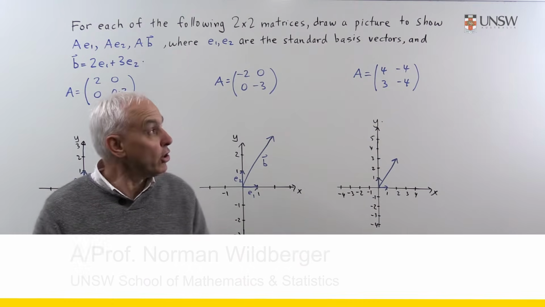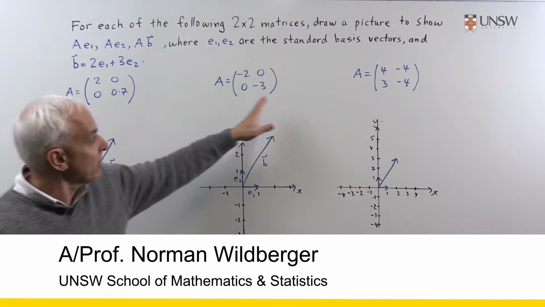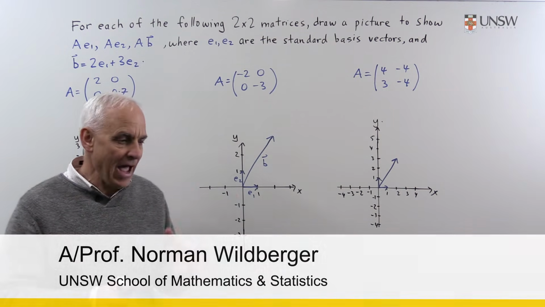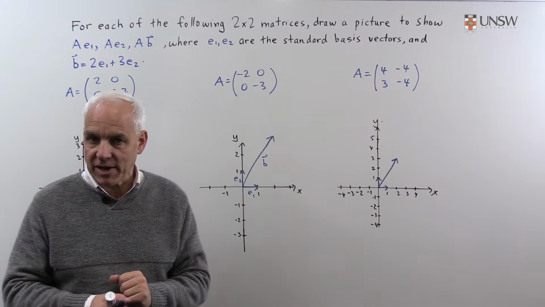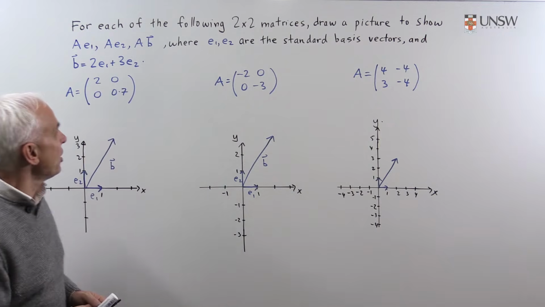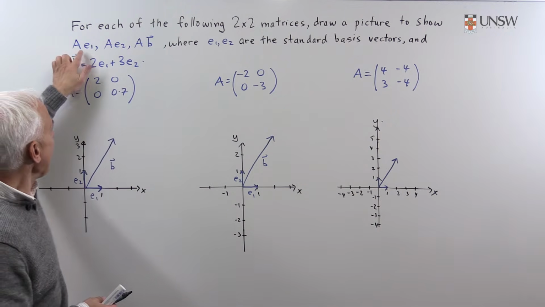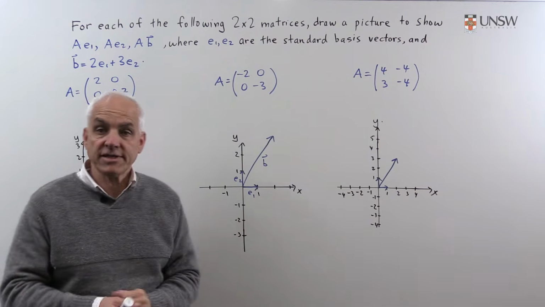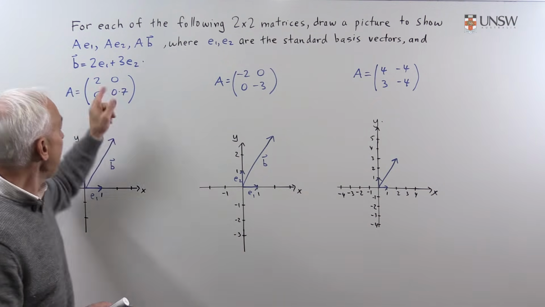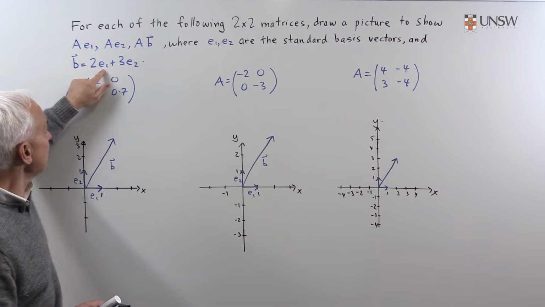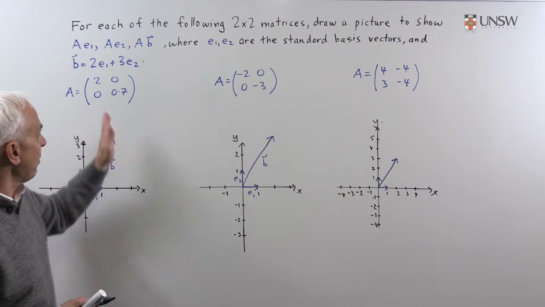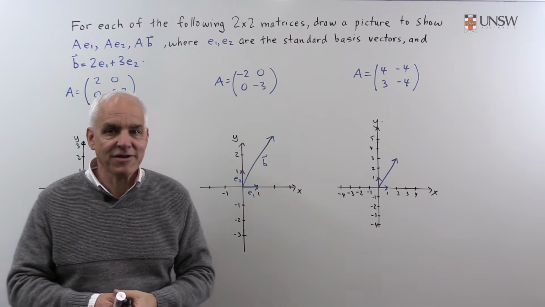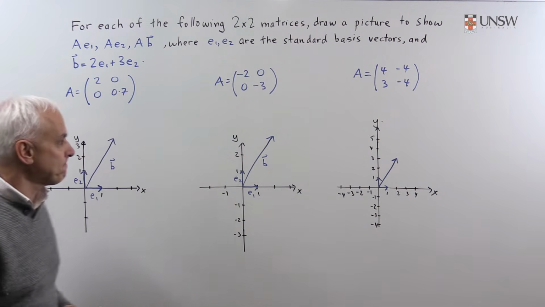In this problem, we're going to look at the following 2x2 matrices and how they act on two-dimensional space in terms of a linear transformation. So we're going to draw a picture to show AE1, AE2, and AB, where E1 and E2 are the standard basis vectors, and B happens to be the vector 2 times E1 plus 3E2. And we're going to do it for 3 different examples of A.